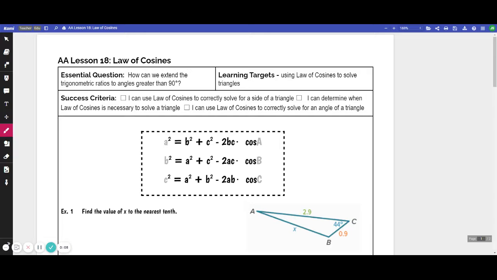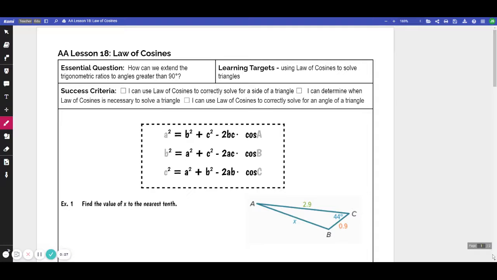Law of cosines. If you cannot use law of sines, remember for law of sines, we needed that corresponding side and angle. And sometimes we could get it because they gave us two angles, and we were able to find the third. But sometimes that's not the case. If you cannot use law of sines, then law of cosines is your next option. It is longer, it is more work, and there are far more mistakes. But sometimes it's a necessary thing.